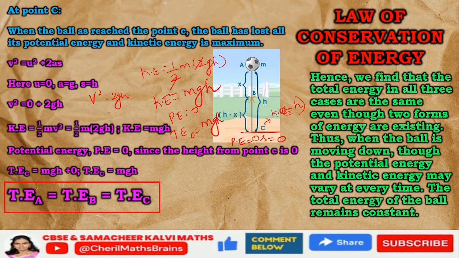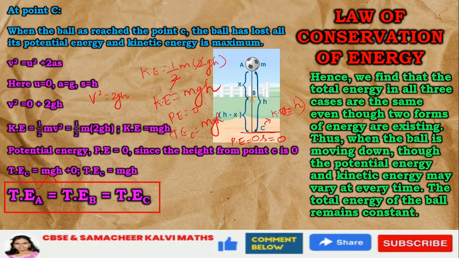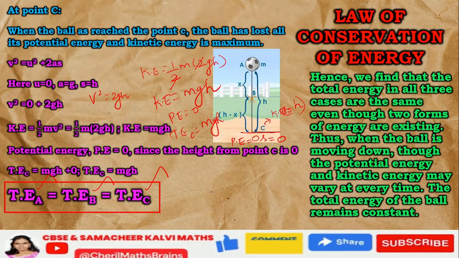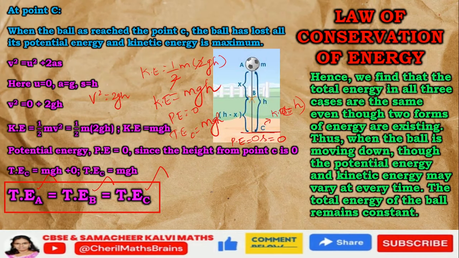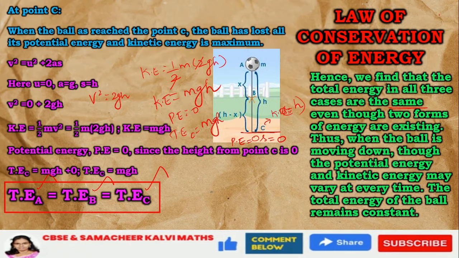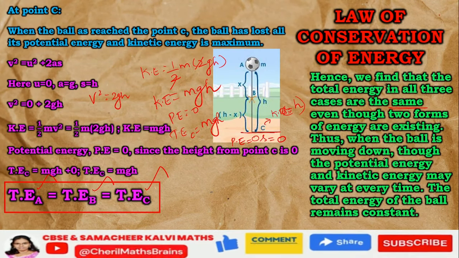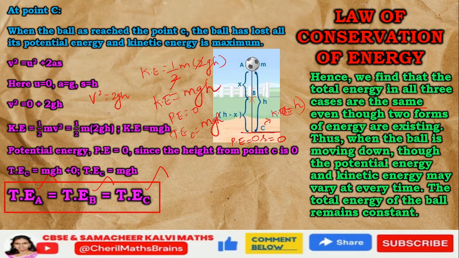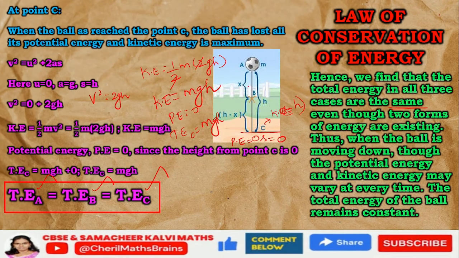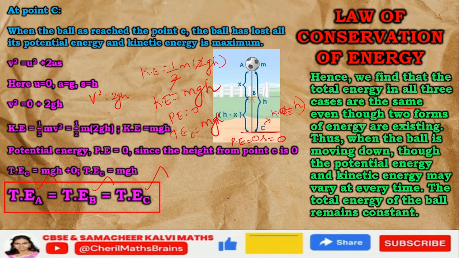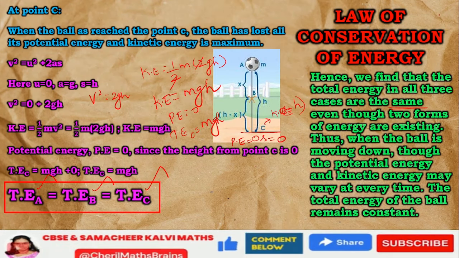We have got that the total energy at A is equal to total energy at B, which is equal to total energy at C. Since the total energy in all three cases is the same, though there were different types of energy here, we can see that when the ball is moving down, though the potential energy and kinetic energy may keep varying at every single point, the total energy is going to remain constant. Is it clear, children? So this is the law of conservation of energy.